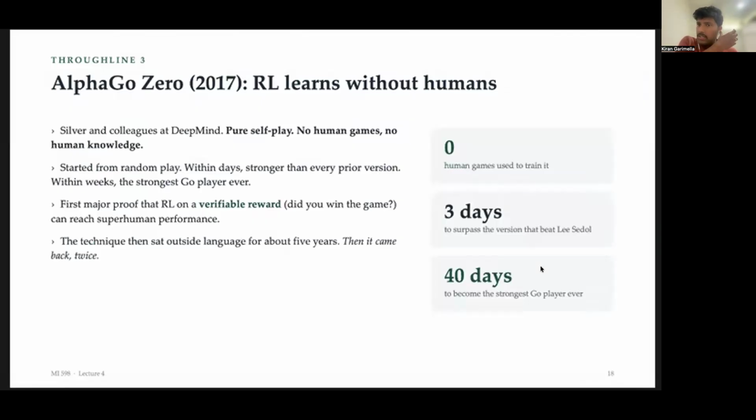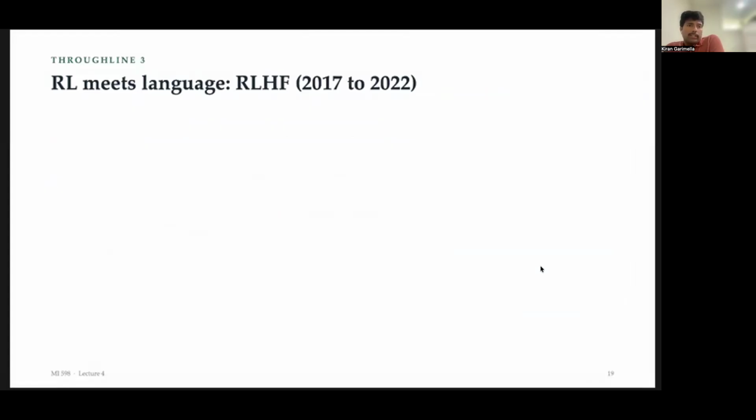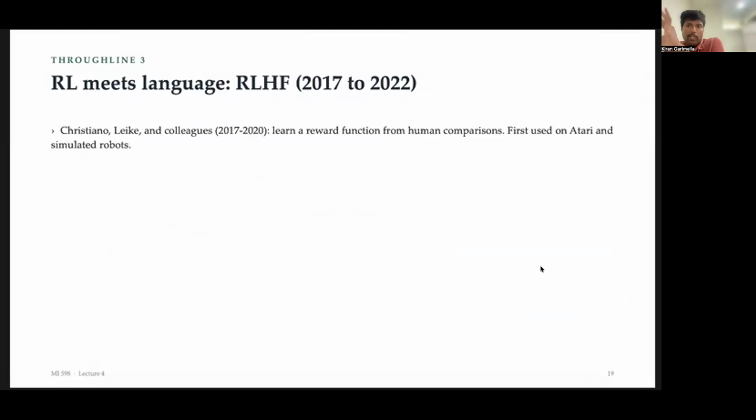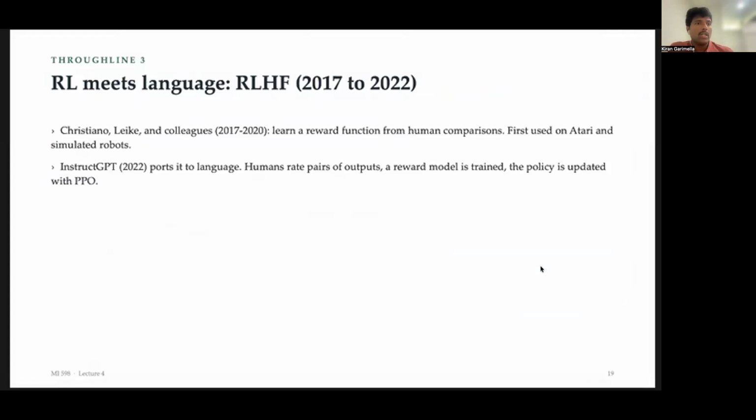So yeah, these are some examples of AlphaGo Zero. Again, if you want to go and read about it, at that time it was a super big breakthrough. The first application of reinforcement learning for language is RLHF, which is 2017 to 2022. Again, there are a bunch of papers in this space. 2017, Christiano, Leike, and so on. Leike is now a big name, and Anthropic works a lot on safety. They really showed this sort of learned reward function. And then InstructGPT ports it to language.